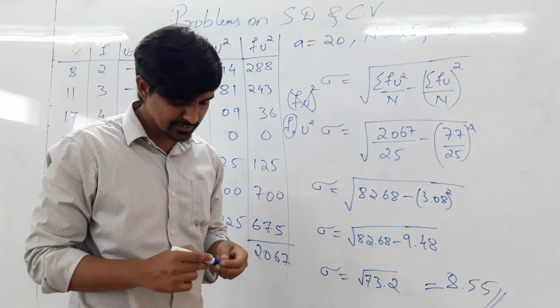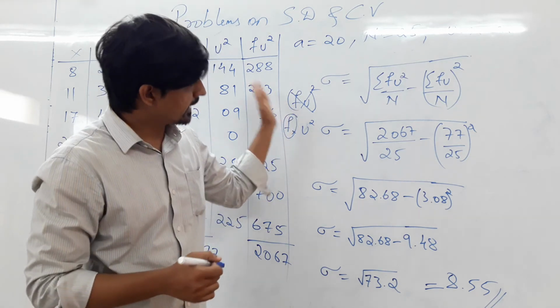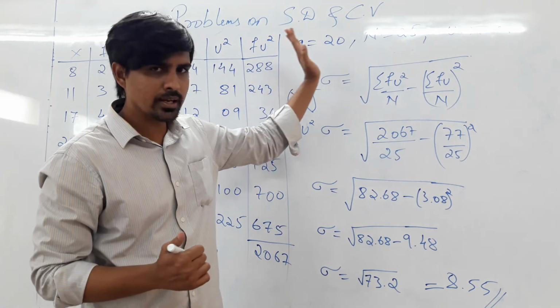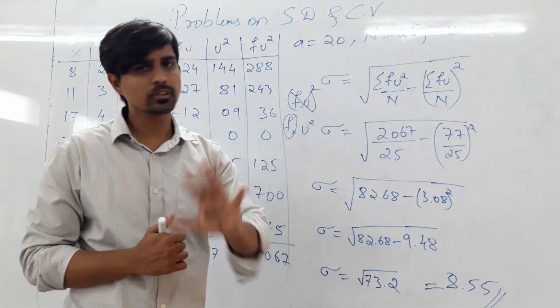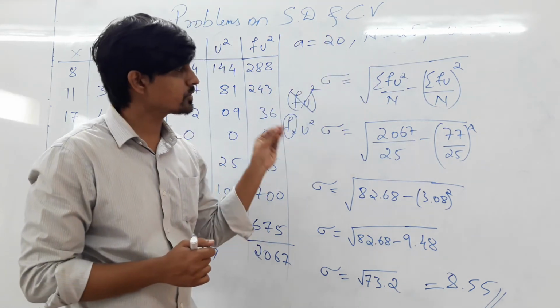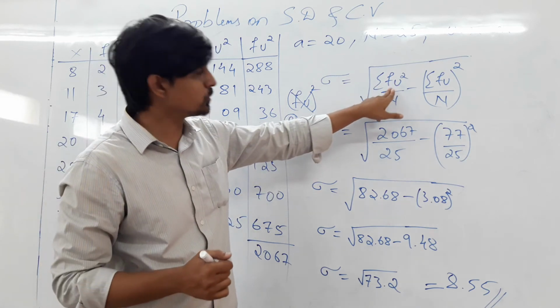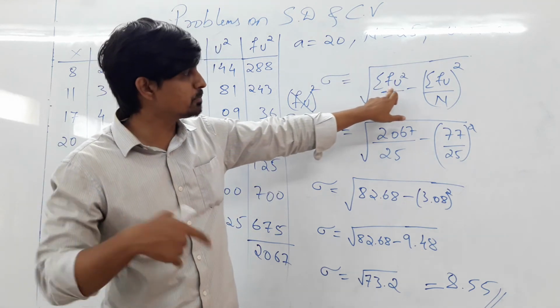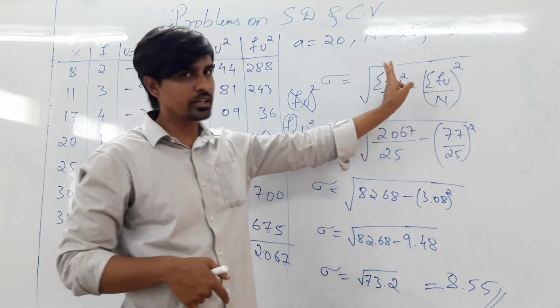I am clearing it at the beginning itself, because in the next sums you will all be using shortcut methods only. You will never go for direct methods. Whenever you use shortcut methods, because this is new to you, you have not done this previously. You have done f into u, but you have not done fu square.